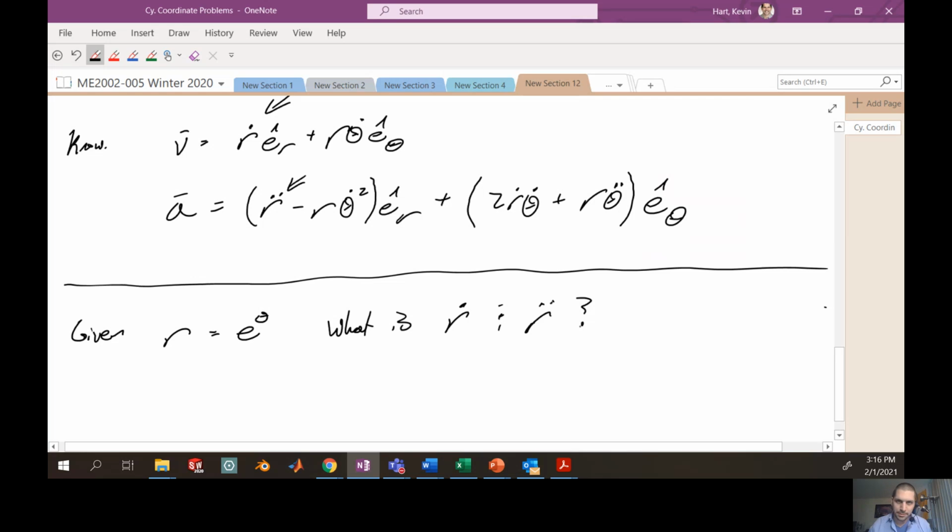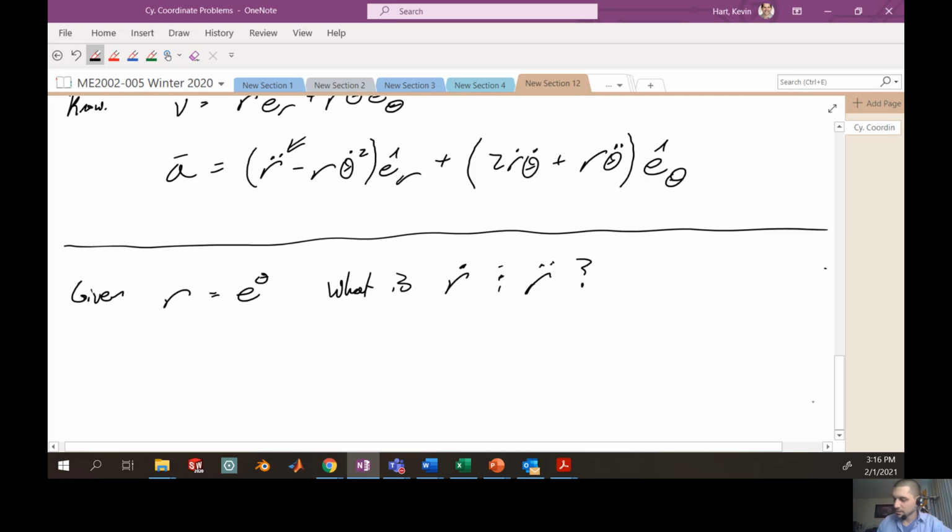We'll just go with our typical time derivatives. Remember that r dot is just dr dt, but this r is a function of theta. So let's plug that in and see what happens. This is the time derivative of e to the theta. And this is where things get a little sticky. How do I deal with this? The way that we deal with this is the chain rule.